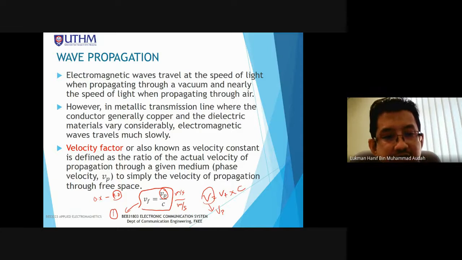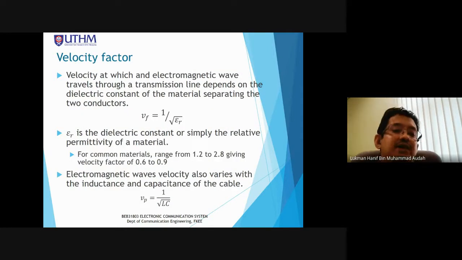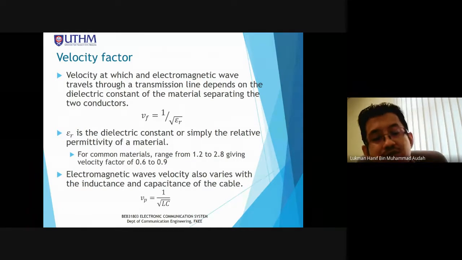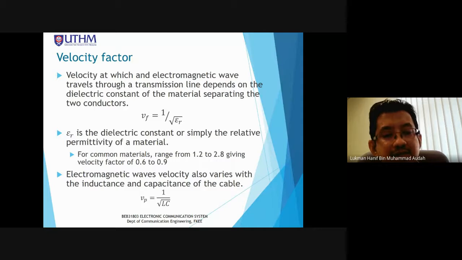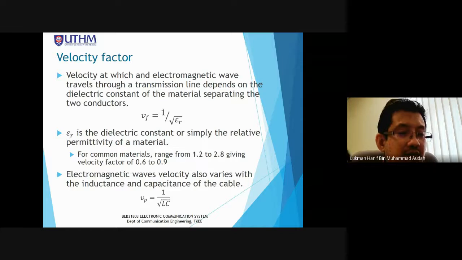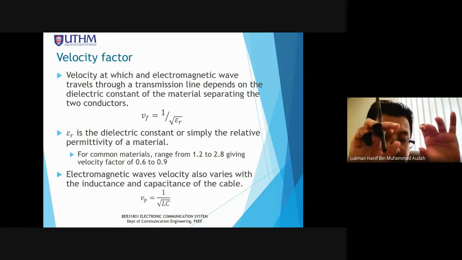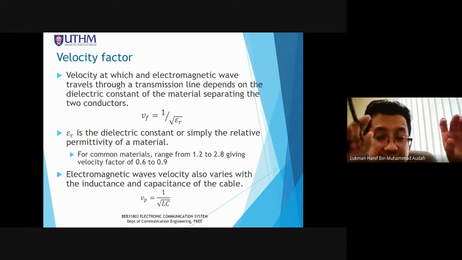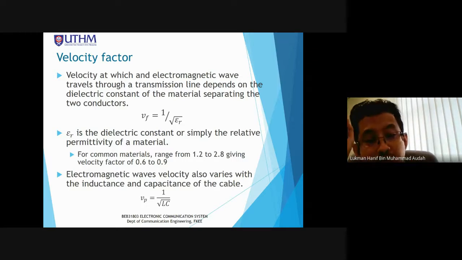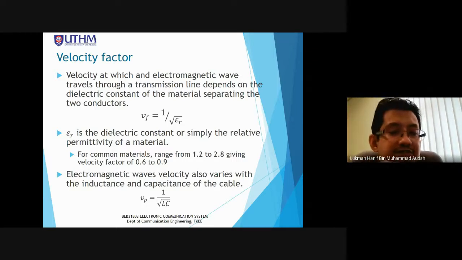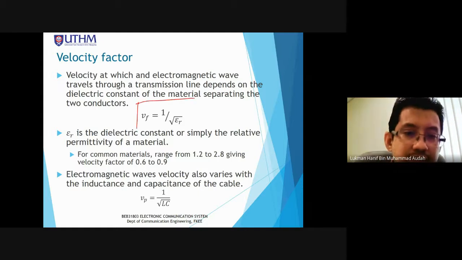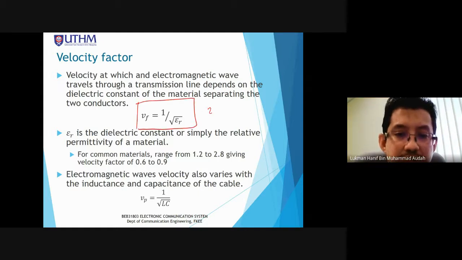Okay, seterusnya nilai VF, ini persamaan yang kedua. Nilai velocity factor boleh juga ditentukan berdasarkan nilai dielectric constant untuk material yang kita gunakan dalam transmission line itu. Contoh di sini, velocity factor bersamaan dengan 1 dibahagikan dengan square root of epsilon r. Okay, so this is the second equation.